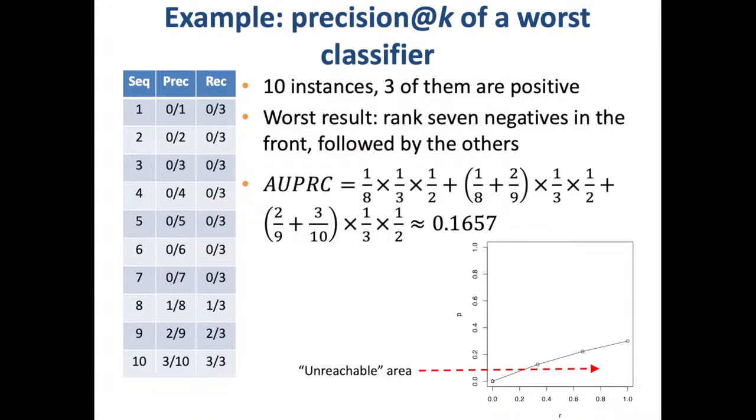How about the worst classifier? The worst classifier means that I put all the ones at the end, and all the zeros in the front. And you compute all the precisions and recalls, and essentially this is the curve. So the area under the PR curve is not 0, even for the worst classifier. And you can never reach this area. So this is the unreachable area. If you are given 3 positives and 7 negatives, you will never get an area under the PR curve that is smaller than this number.